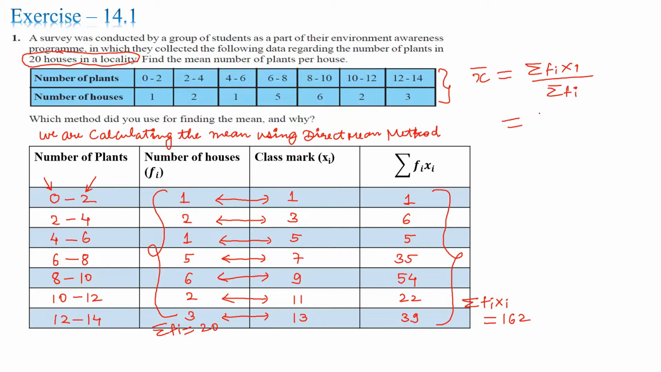So summation of fi xi is 162 divided by 20. Do the calculation, what does it come to? It will come to 81 divided by 10, so it will be 8.1. So the mean number of plants per house is 8.1. Okay, next one.